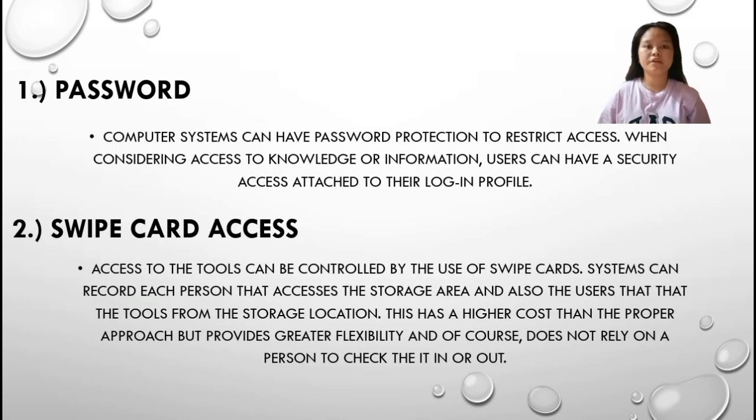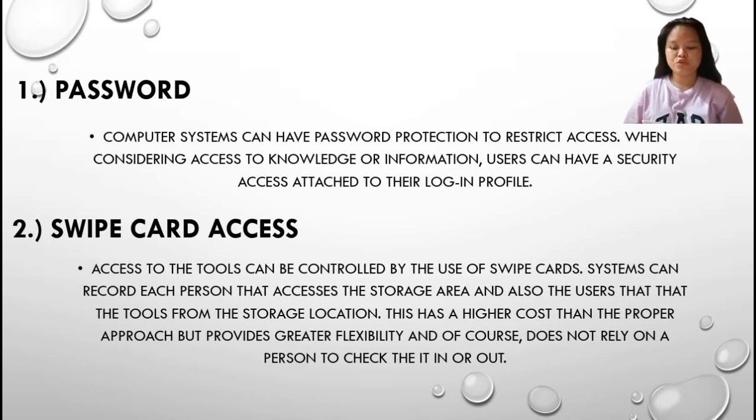Number 1 is password. Computer systems can have password protection to restrict access. When considering access to knowledge or information, users can have security access attached to their login profiles. Number 2, swipe card access. Access to the tools can be controlled by use of swipe cards.